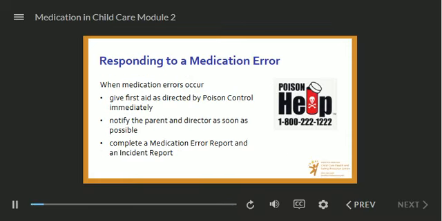Consequences to children who have received medications in error must be addressed immediately. Most of the medication errors, except documentation, will be urgent or even an emergency. If the error results in the wrong child receiving medication, or the wrong medication, dose, or route is used, call poison control immediately. They will advise what steps to take next. This may include first aid, calling 911, or contacting the child's health care provider. Always notify the parent and director of the error as soon as possible. Do not wait until the end of the day.